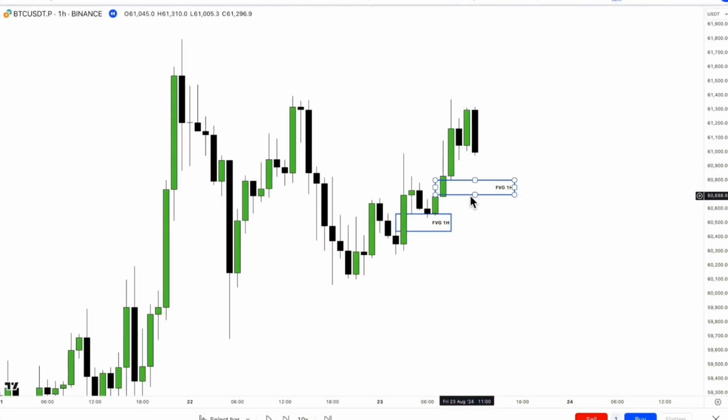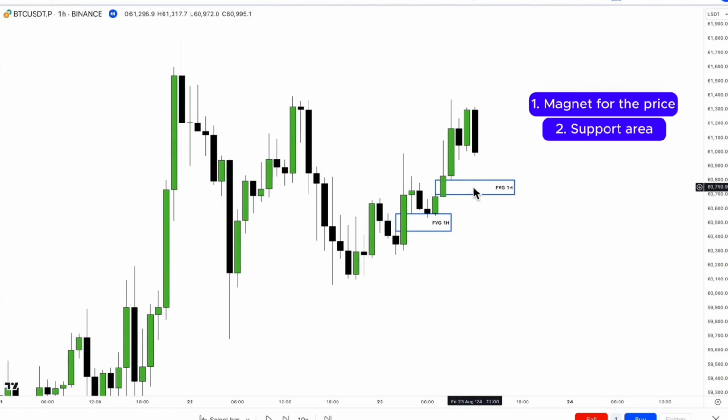So what does an imbalance represent from a pricing perspective? First of all, it's a magnet for the price. The market will tend to return to this area in order to balance it. Secondly, an imbalance represents a strong support zone. After reaching it, the price is expected to show a strong reaction and continue developing within the current upward trend. For us, this is a key opportunity to consider a long position.